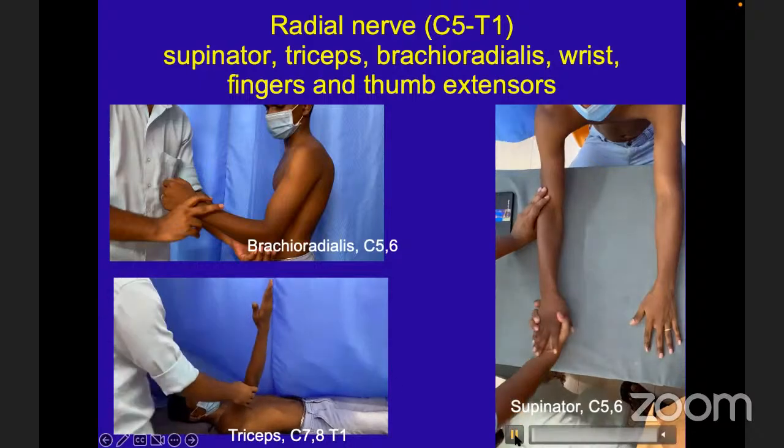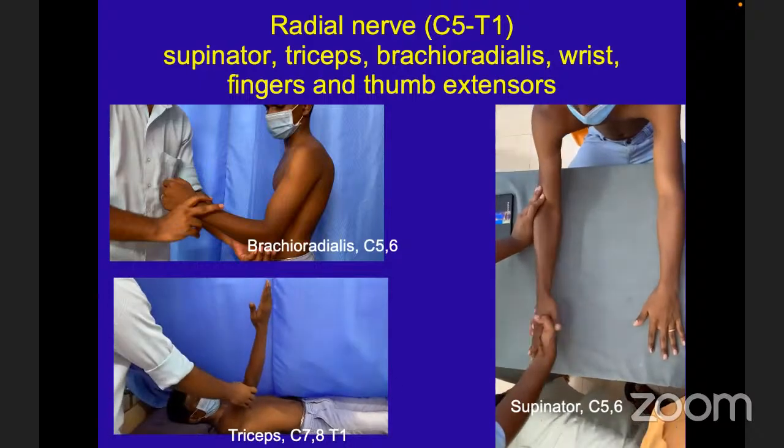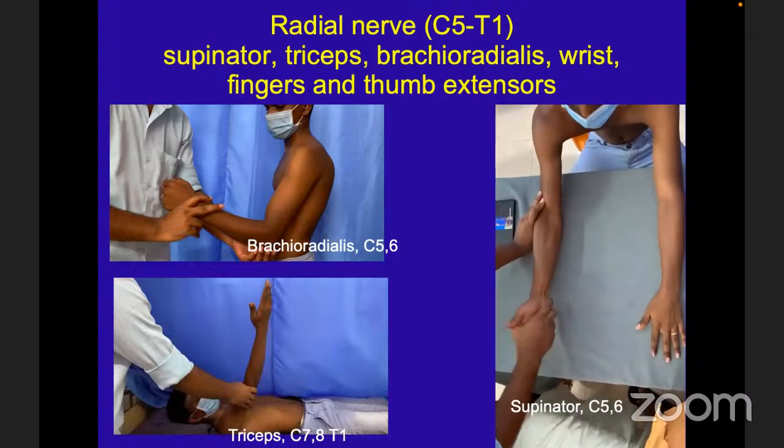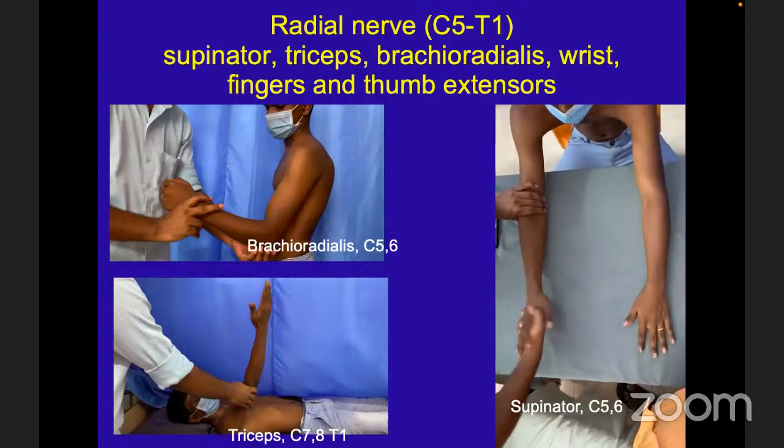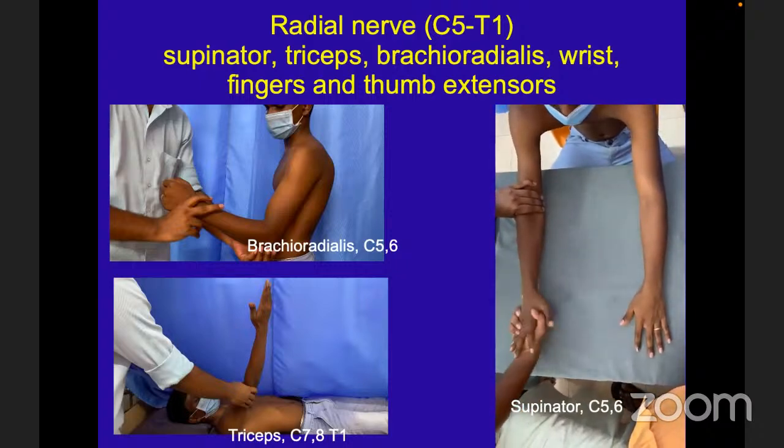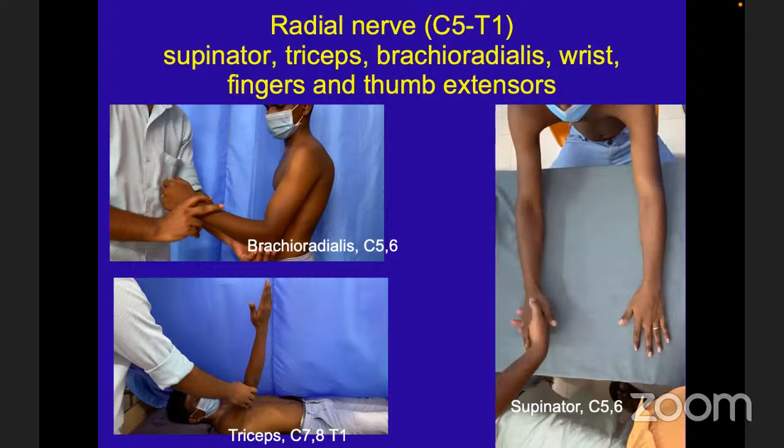And this is supinator, where you should ask the patient to sit comfortably resting on the table, and then you can feel for the pronation and the supination. While doing the movement, you should check for the supinator power on the dorsal aspect of the forearm, and also the pronation you should check on the volar aspect. Both the powers should be checked. Not merely doing it will convince the examiner that the test was done.